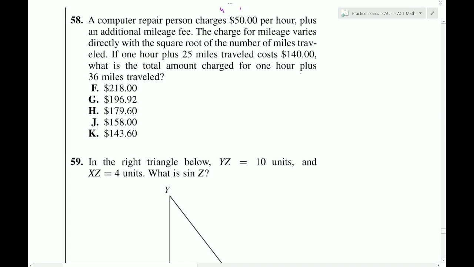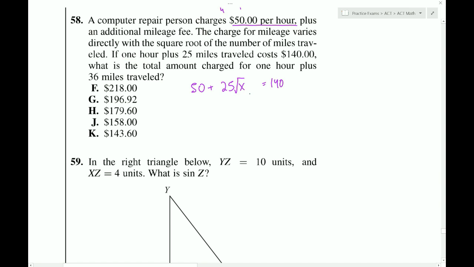So this question is a little bit harder than I originally anticipated, but that's all right. Let's see. So 1 hour, if it's $50 per hour, that's going to be $50 plus 25 miles traveled times the number of miles traveled. We'll call that X. If that costs 140. So this would be if it were linear, right? But it's not linear because it tells us that the charge varies directly with the square root of the number of miles traveled. So I need to put a square root symbol on my number of miles. Alright, so now we have the equation.